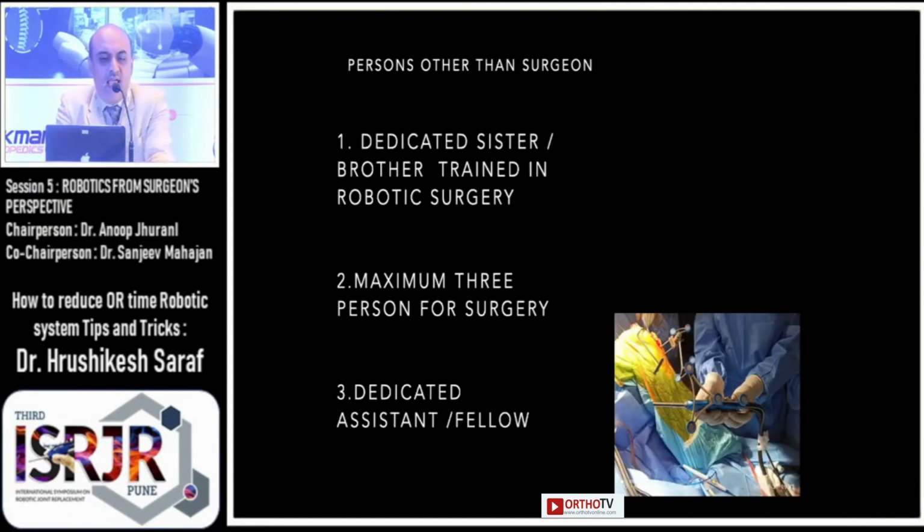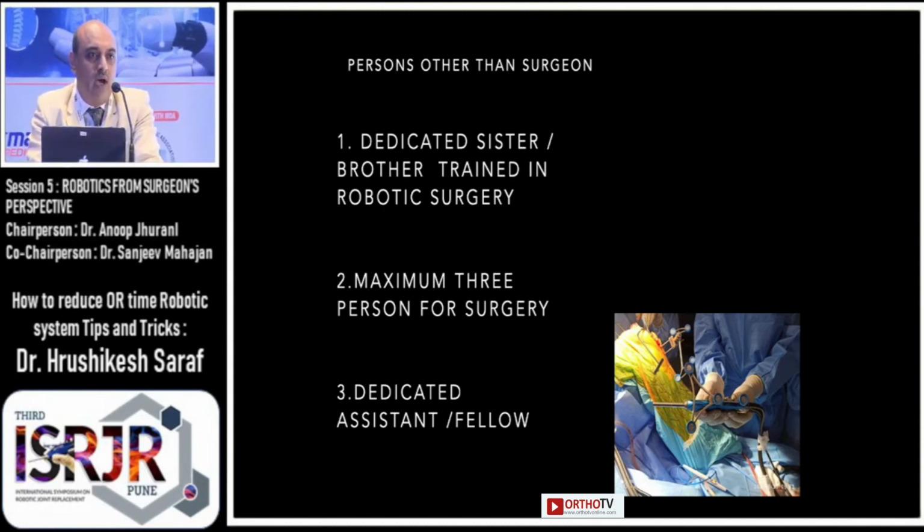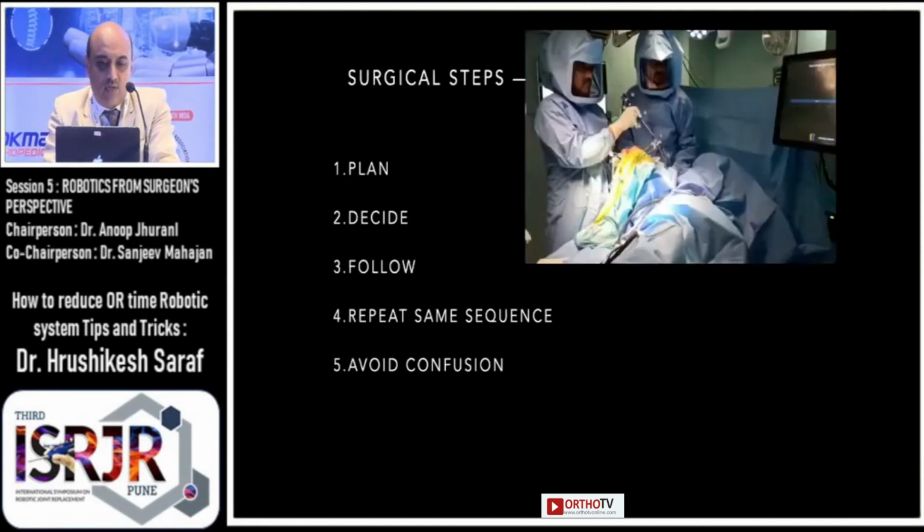The persons other than the surgeon, mainly the dedicated sister or brother who is trained in the robotic surgery and who knows exact steps what surgery is going to follow while doing the surgery. Maximum 3 persons per surgery, they are more than enough, so that everyone knows their role and what they have to do during the surgery. And dedicated assistant or fellow, if you have, he is always helpful so that he can irrigate, he can help you, he can do your closure and save your time.